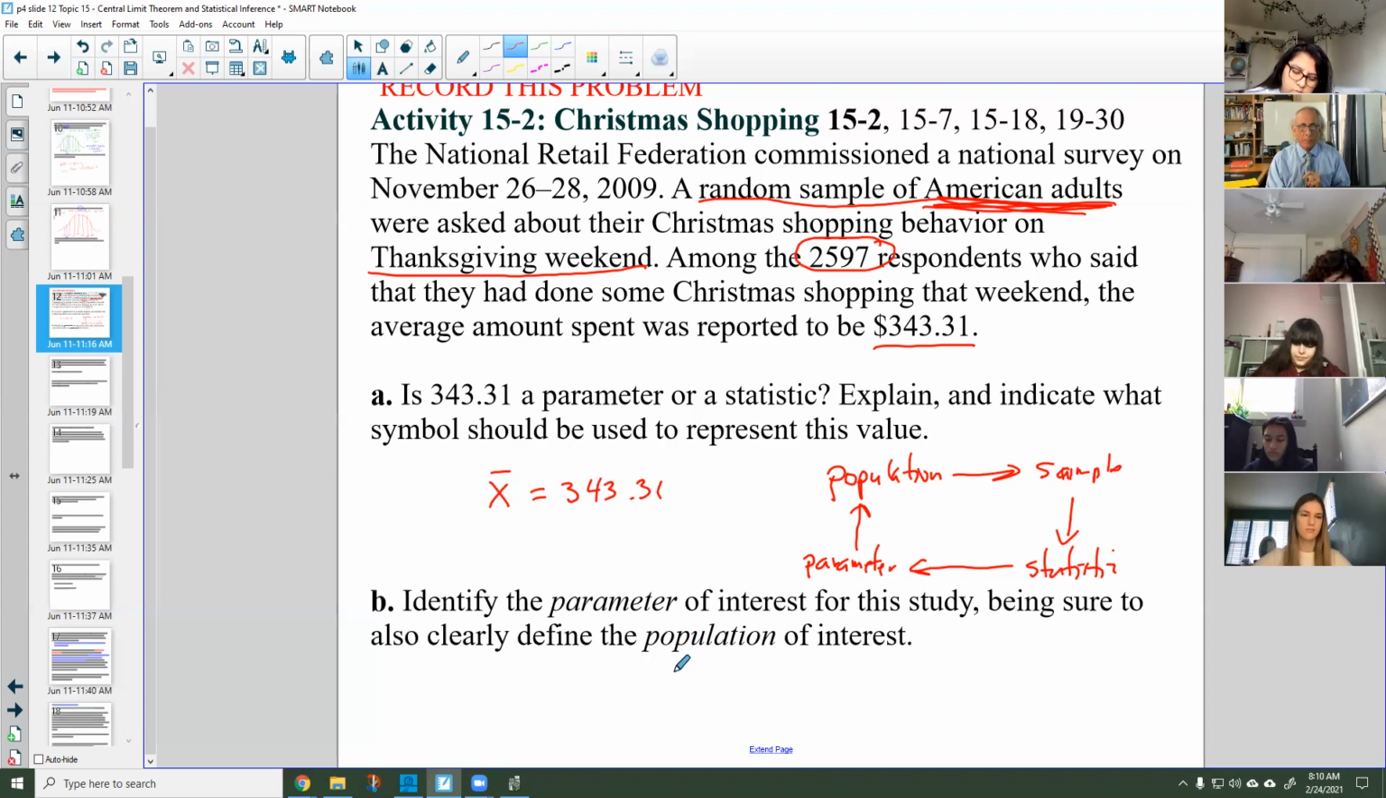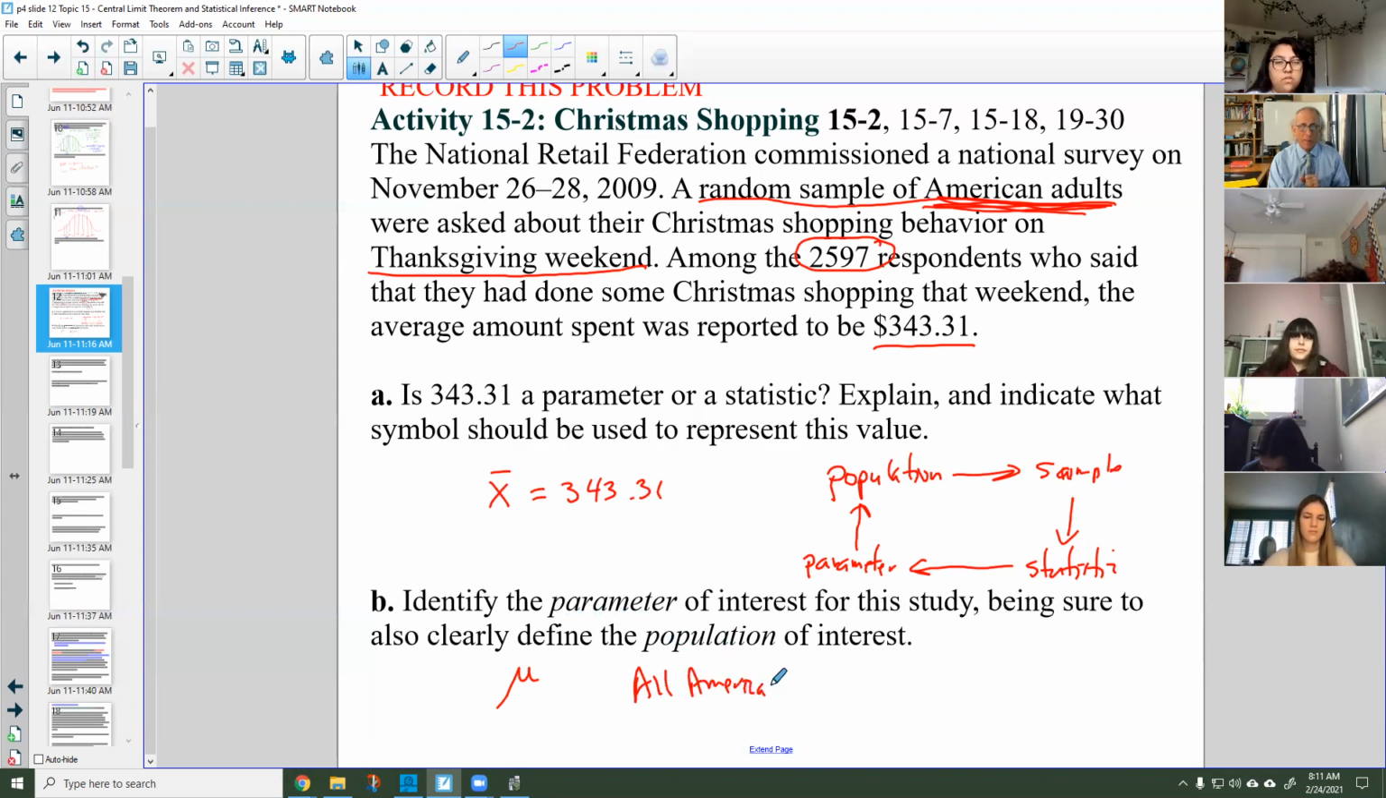So what symbol do we use for that? I'll take a volunteer. What symbol do I use? I'm trying to find the average amount that American adults who shopped on Thanksgiving weekend spent. What symbol do I use? Is it mu? It is mu. Mu. Yes. It's mu, right? That's the average for a population, and we're trying to find out, well, what is it? And the population that we're looking for is all American adults.